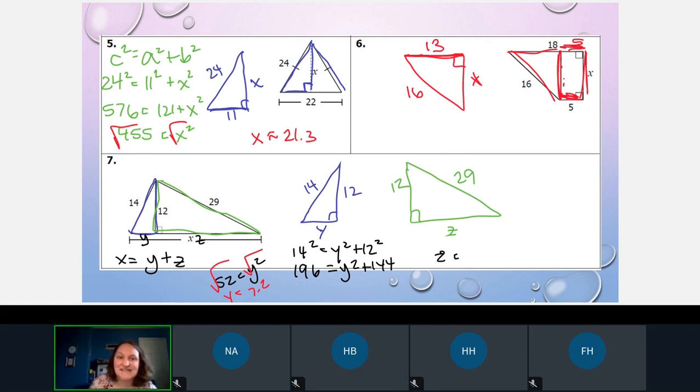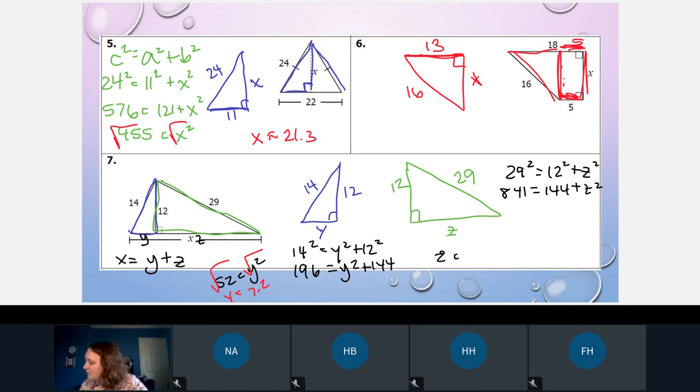And then let's look at z. So for z, we would have 29 squared equals 12 squared plus z squared. And if you had your z and your 12 flip-flopped, it's not going to change your answer. 29 squared is 841. 12 squared again is 144. Subtract 144 from both sides. You get, what do we get? 697. And then take the square root of both sides. And the square root of 697 is about 26.4.